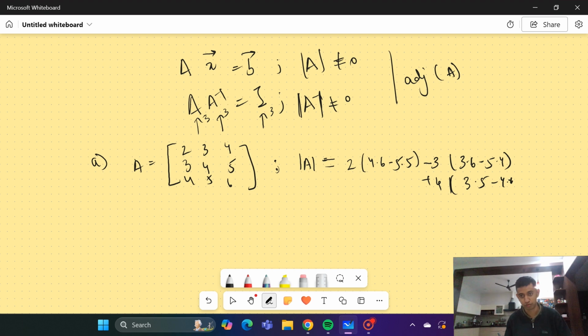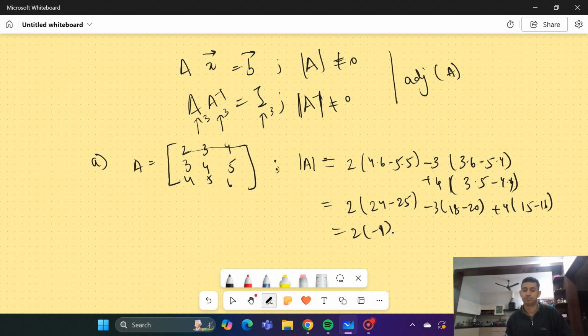times (3·5 minus 4·4). So I've opened the determinant based on the first row here. You can open it on anything else. If you find something's better, you can do that. And 4 times 6 is 24. This is 25. Minus 3, this is 18. This is 20. And plus 4, this is 15. Minus 16. This is minus 1. My bad. Minus 3 times minus 2. Plus 4 times minus 1. Minus 2 plus 6 minus 4. This is 0.